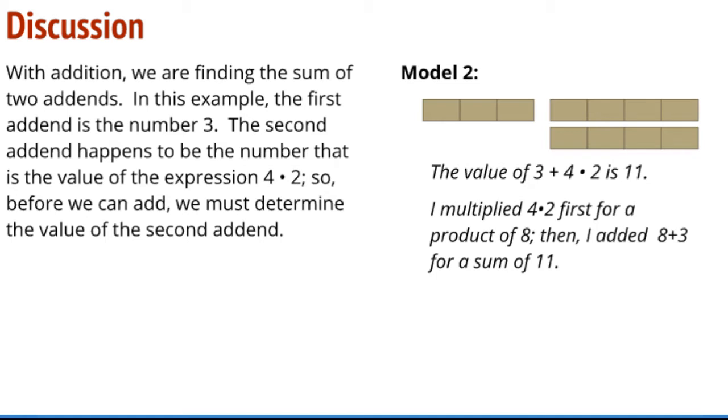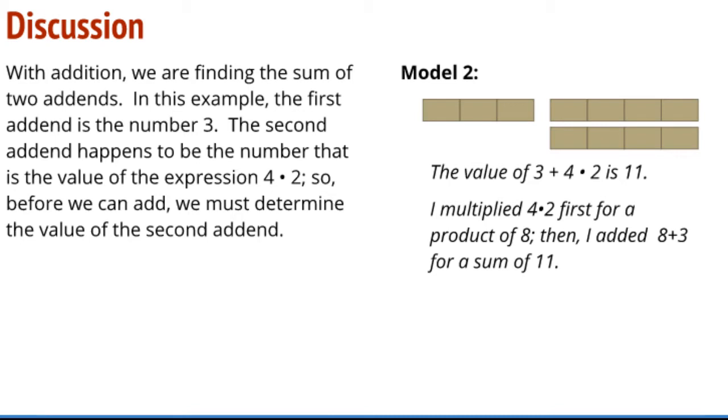So with addition, we are finding the sum of two addends. We're adding two numbers together. And in this example, the first addend is the number 3. The second addend happens to be the number that is the value of the expression 4 times 2. So before we can add, we have to determine the value of the second addend.